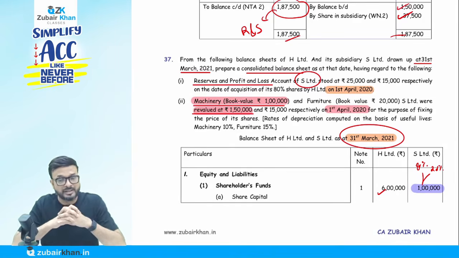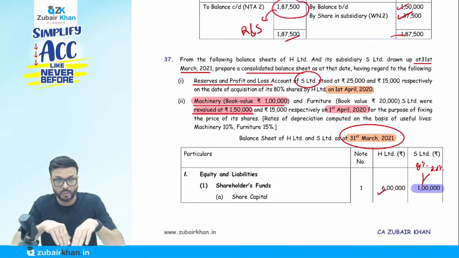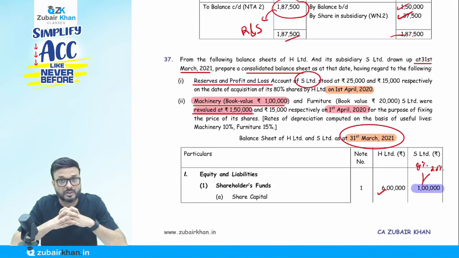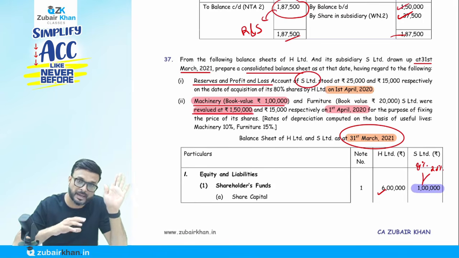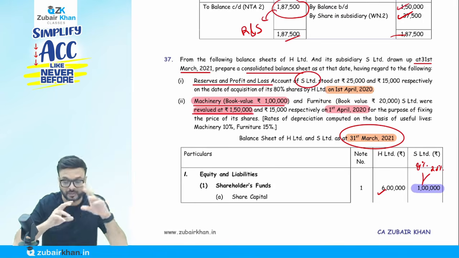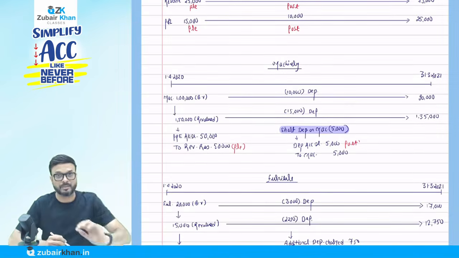So machinery at the starting of the year, the book value, they say it was 1 lakh, but they want to do the revaluation, not today, not on 31st of March 2021. They say it is going to be revalued on a past date, that is 1st of April 2020. Now understand it. And they say the rate of depreciation on machinery is 10%. Now understand this. Listen carefully. This is the main part.